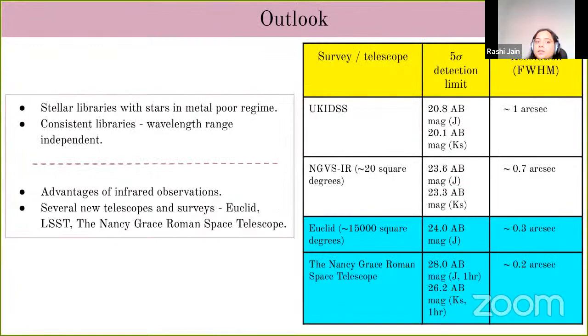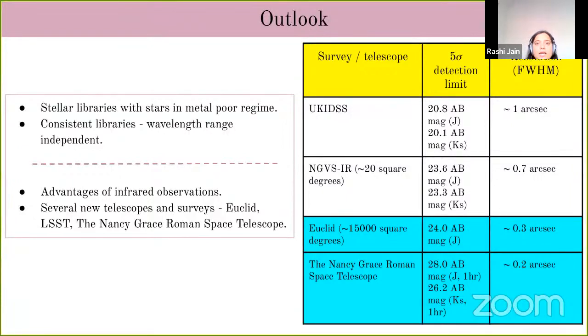So the work towards completion and consistency of stellar libraries is going on. People are working on making these libraries more consistent in wavelength range, so UV, infrared, and optical all work together, and also the different libraries consistent among each other. And in terms of infrared observation, we know that we are going to see a lot of new telescopes and surveys in the next decade.